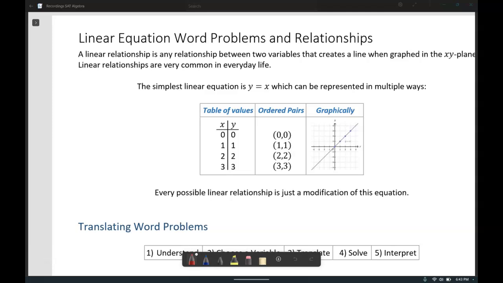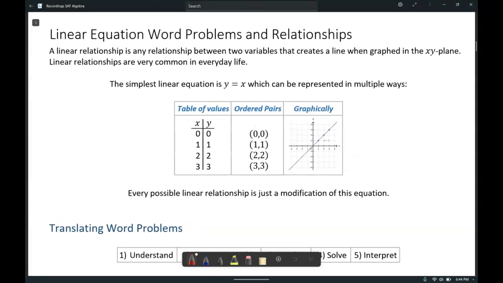All right, so today what we're going to do is take a look at linear equation word problems as well as their relationships. So to start, we're going to understand what a linear relationship is: it's any relationship between two variables that creates a line when it's graphed on the xy plane. Linear relationships are very common in everyday life.